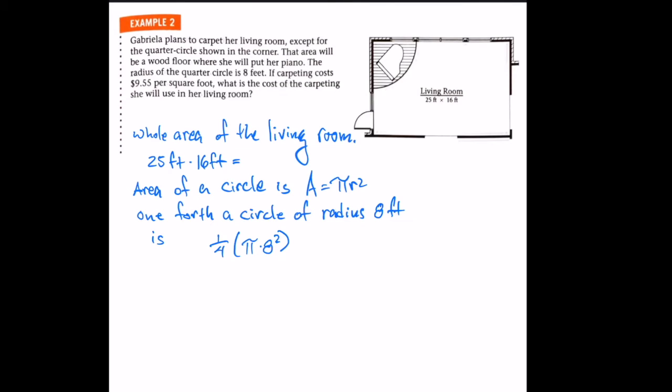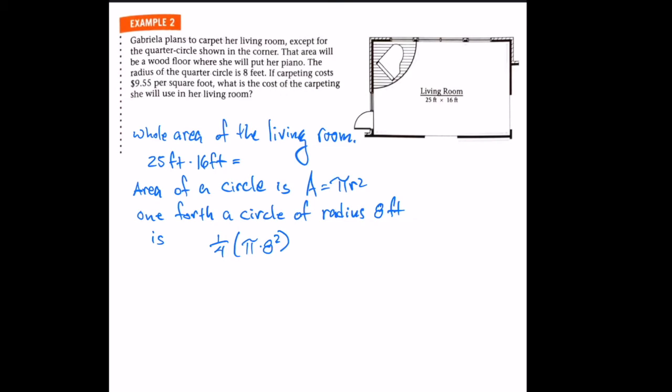For example 2, Gabriella plans to carpet her living room except for the quarter circle shown in the corner. That area will be a wood floor where she will put her piano. The radius of the quarter circle is 8 feet. If the carpeting costs $9.55 per square foot, what is the cost of the carpeting she will use in her living room?